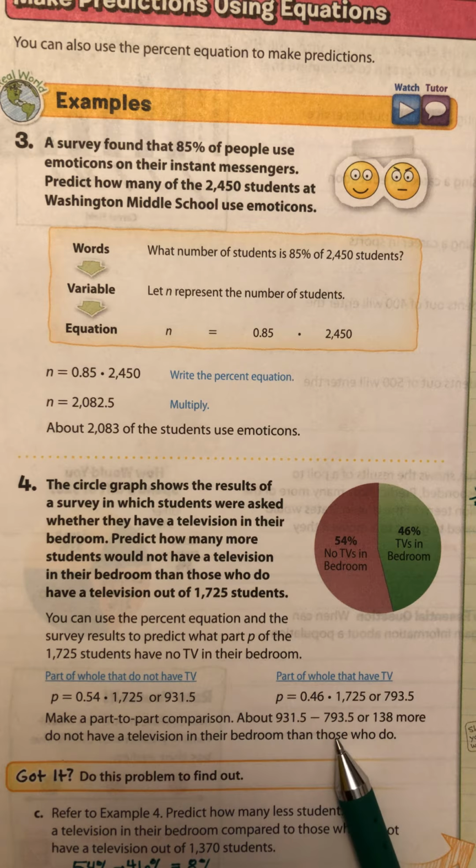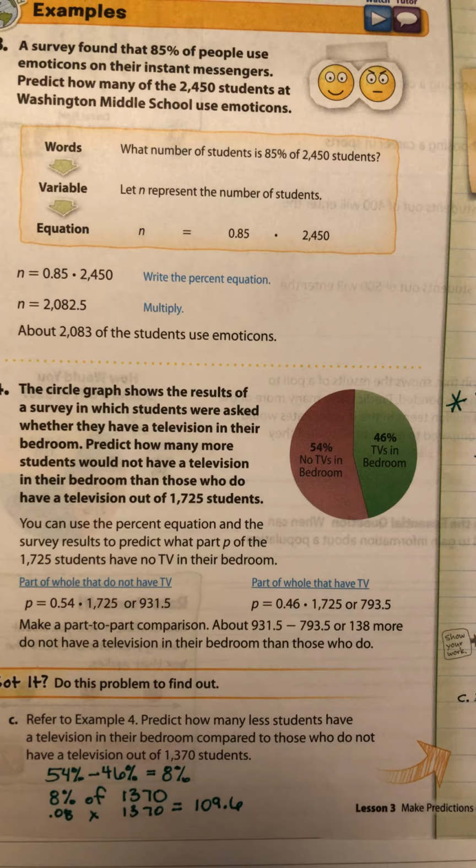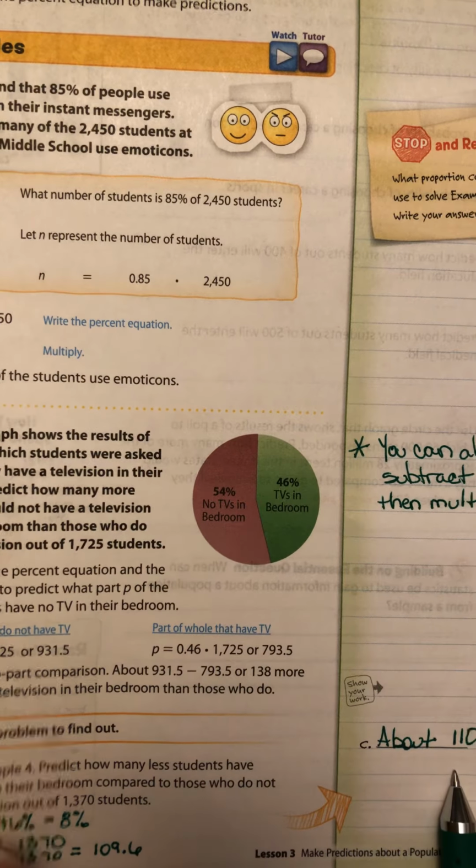So in our example down here, I set it up this opposite way. I subtracted first. So I took the 54% minus the 46%, and that gave me 8%. This time, they're telling us there's 1,370 students. So I did 8% of the 1,370, which gave me 109.6. Remember, you can't have 0.6 of a person, so we're going to round that up to a whole person. So it's going to be about 110.